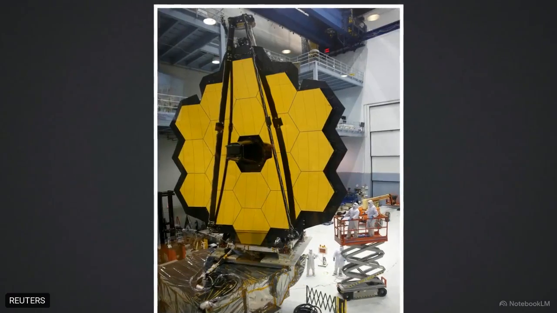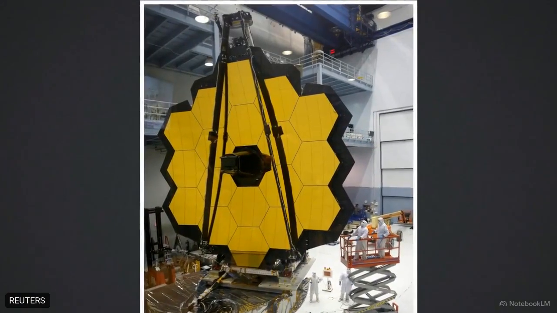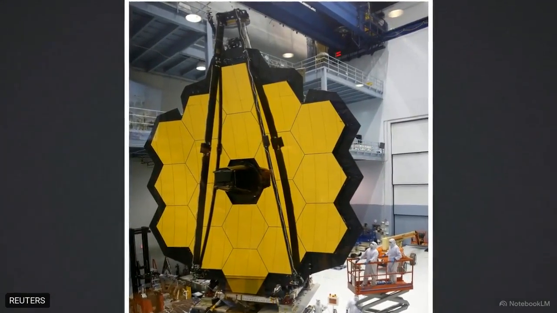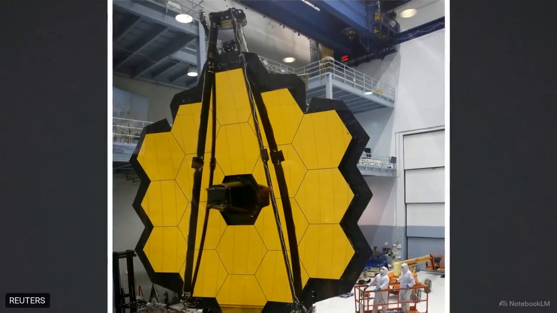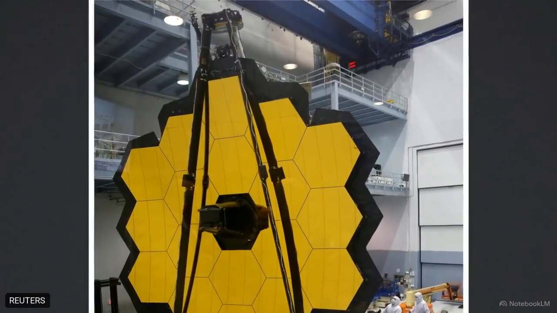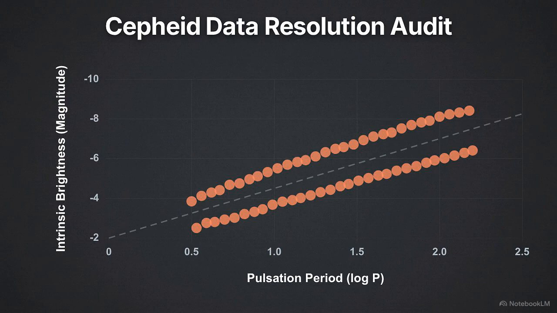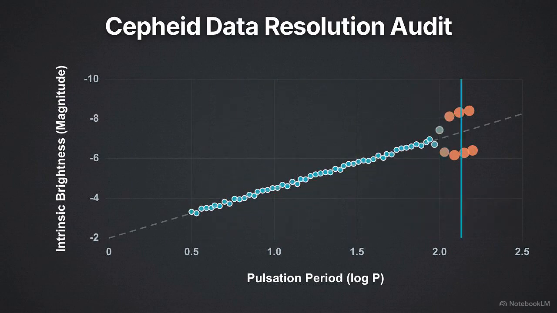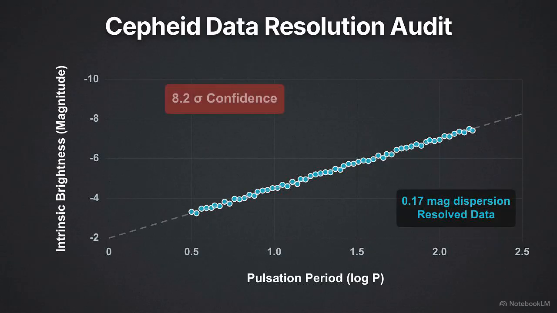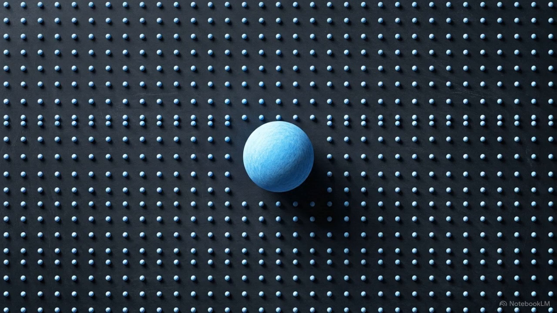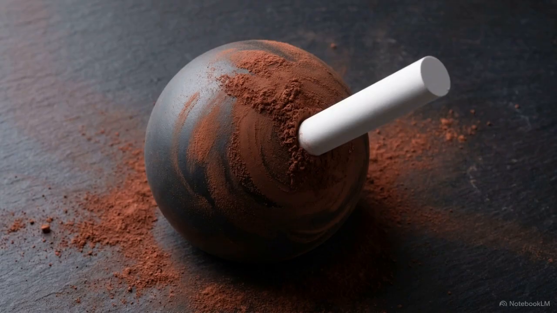To test if crowding was inflating the Hubble constant, astronomers audited these exact Cepheids using the superior optical resolution of the James Webb Space Telescope. The new data cleared away the background interference. The dispersion in the period luminosity relation tightened significantly, dropping from 0.45 magnitudes down to 0.17. These sharper measurements rule out unrecognized crowding as the primary cause of the Hubble tension, with a confidence level of 8.2 sigma. Even secondary concerns, like differences in star composition and interstellar dust, are accounted for.